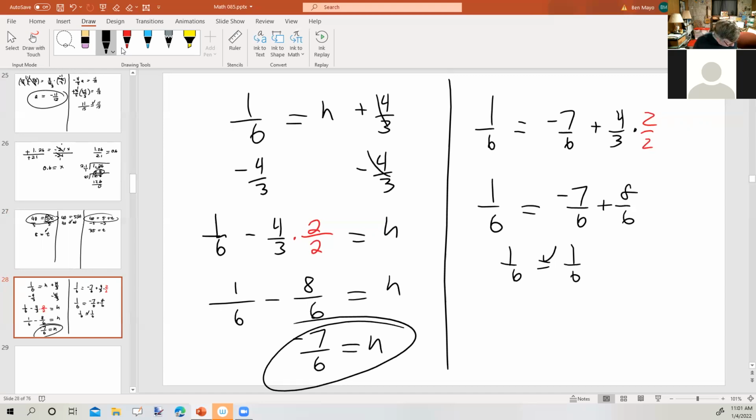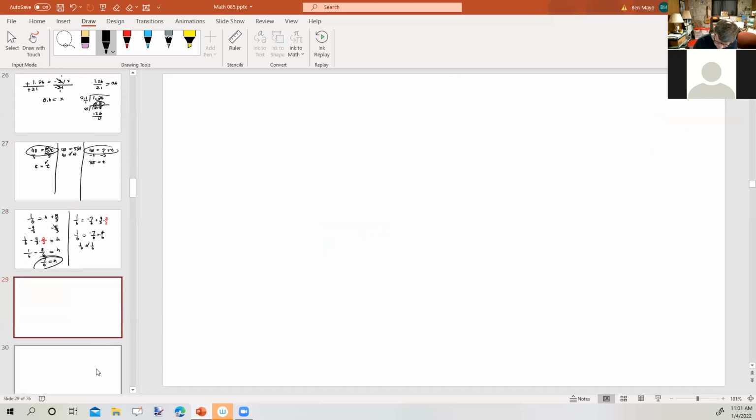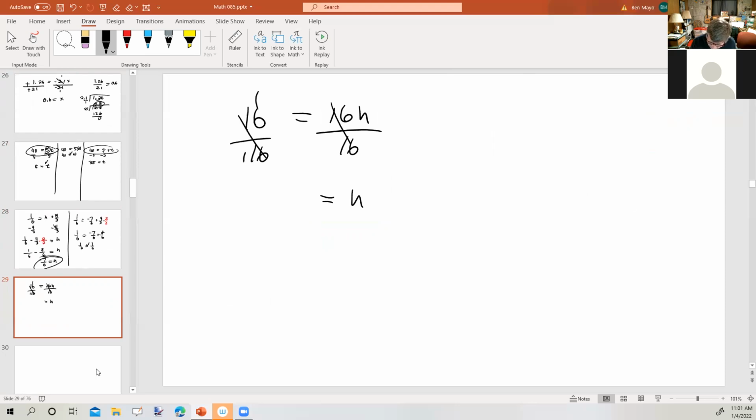All righty. What about this one? 16 equals 16h. We would divide both sides by 16, and h equals, careful, that isn't 0. It simplifies down to a 1, because 16 equals 16 times 1.